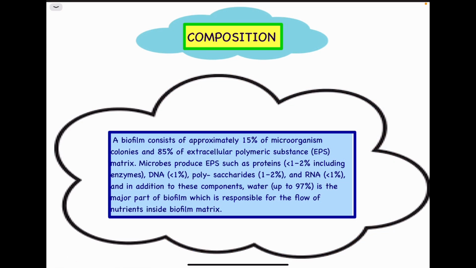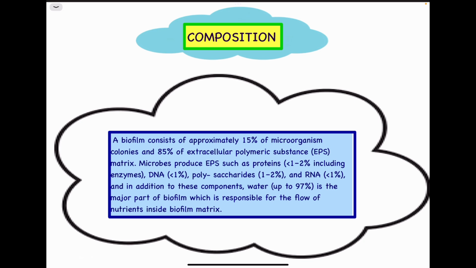Moving on towards the composition of the biofilm. So, biofilm basically consists of 15% of the microorganisms and 85% of the extracellular polymeric substances, also known as EPS. Now, these EPS are basically produced by the microorganisms, right? And the majority content of this EPS is basically water, which accounts for approximately 97%. Then we have 1 to 2% of proteins and enzymes, right? And also polysaccharides constitute about 1 to 2%. Then less than 1% is DNA and RNA, right?